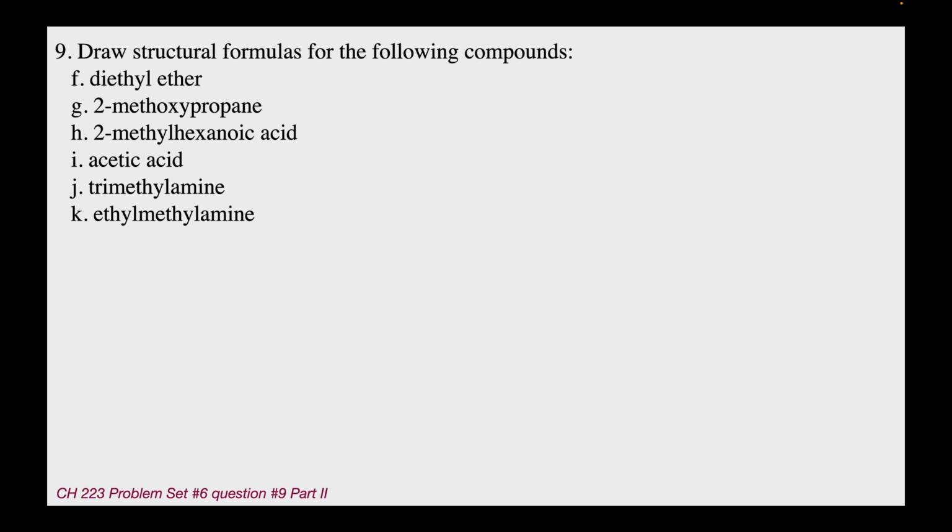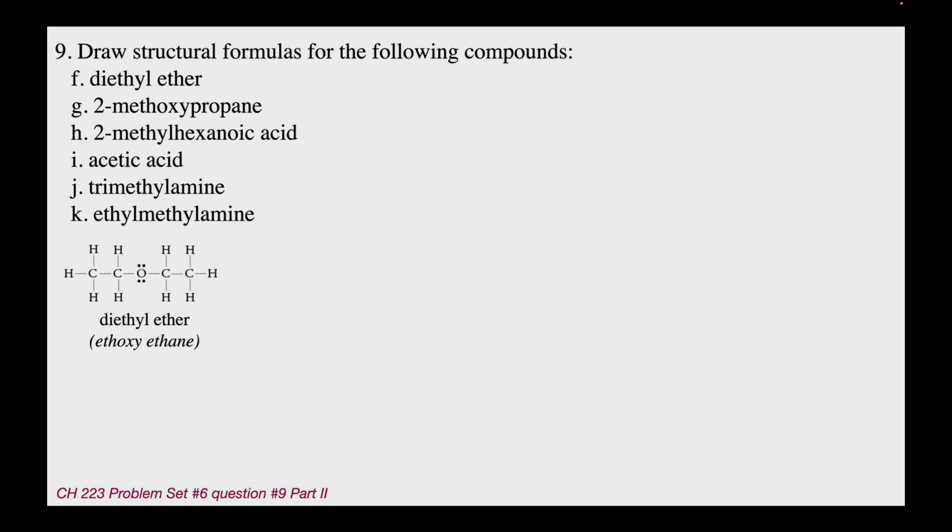Ethers are oxygens that are between carbon atoms. So ethyl is CH3CH2. Di means 2 of them. So you're going to have a CH3CH2, then you're going to have the oxygen, and after that you're going to have the other ethyl, the other CH2CH3. So diethyl ether structure looks like that. Ethyl groups on both sides.